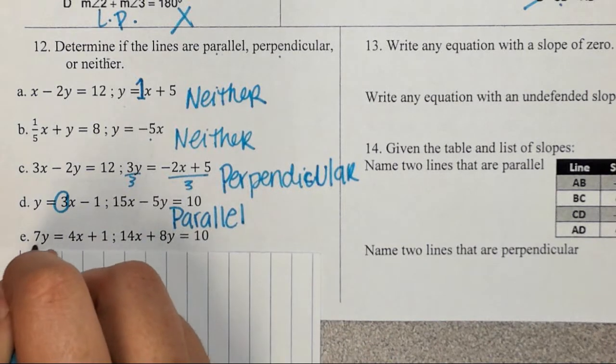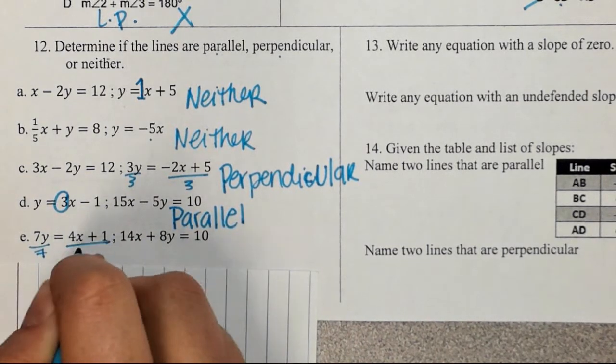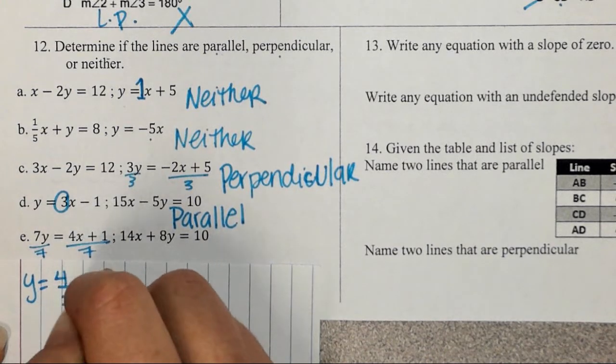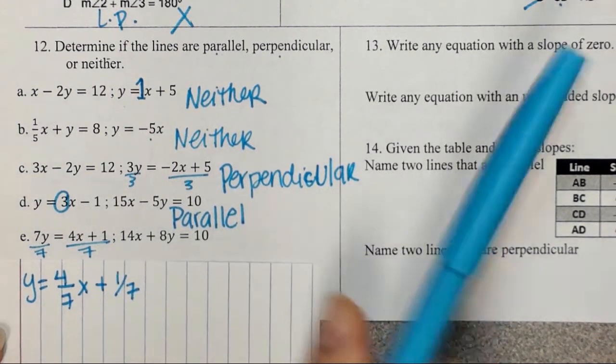All right, so we need to do a little bit of converting on both of these. So got to divide that by 7. We get y is equal to 4/7 x plus 1/7.